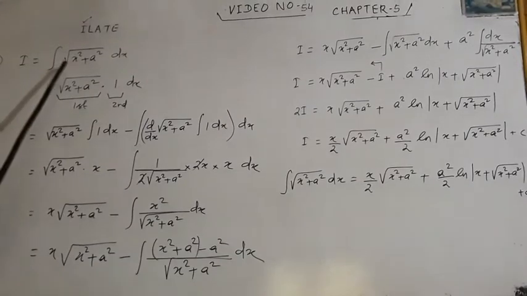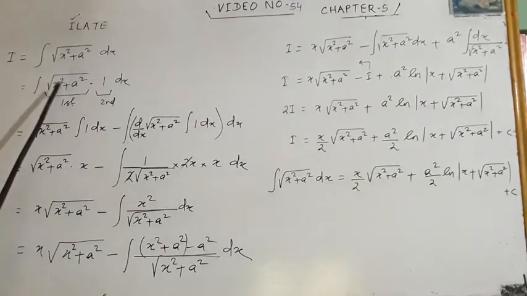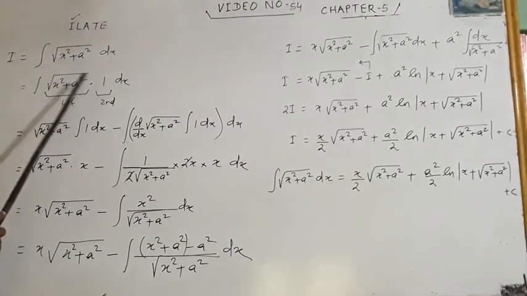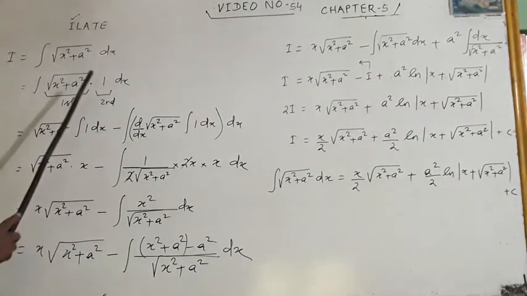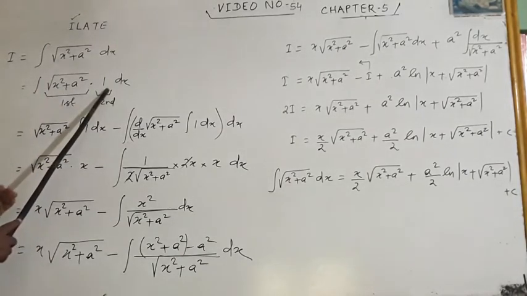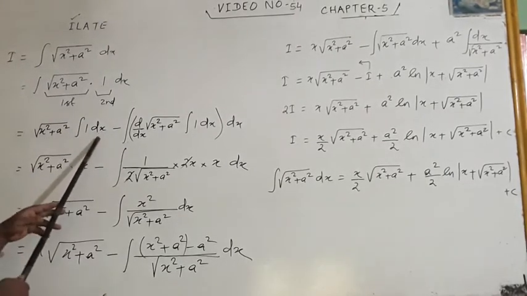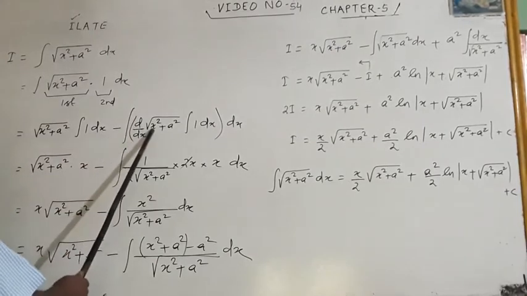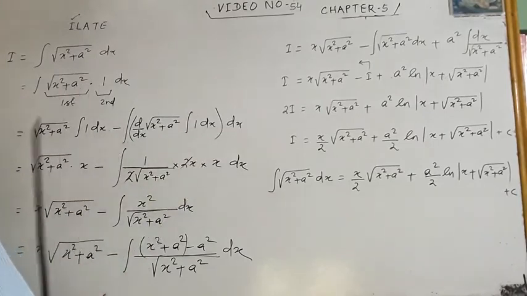Now the integral of the square root of x squared plus a squared. I have told you in my video number 53 that when both are algebraic, I am writing the square root of x squared plus a squared into 1. In every case, 1 should be your second function. So first is the square root of x squared plus a squared times the integration of 1 dx, minus the derivative of the square root of x squared plus a squared times the integration of 1 dx, is the whole integration. Now it is what?